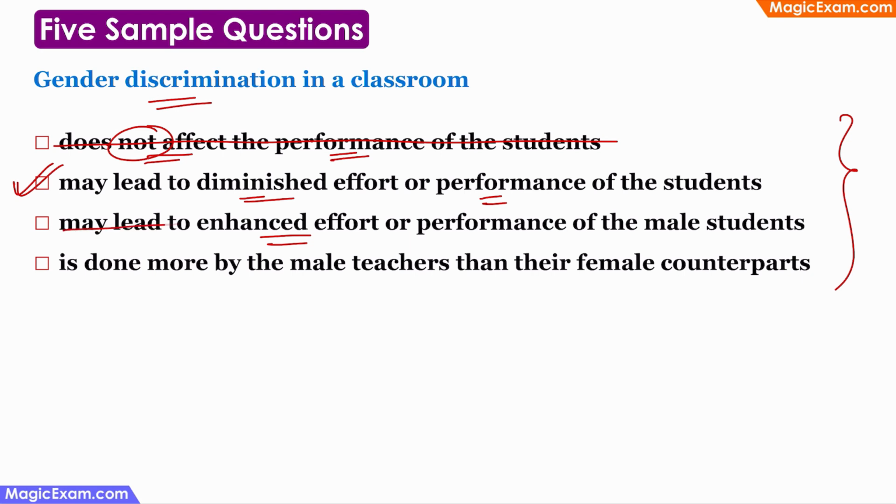Therefore, this is incorrect. And it is done more by male teachers than female counterparts. This again is incorrect, because discrimination or bias can be on the part of the male teachers or the female teachers. Therefore, the statement itself is an example of bias. Therefore, option 2 is the correct answer.